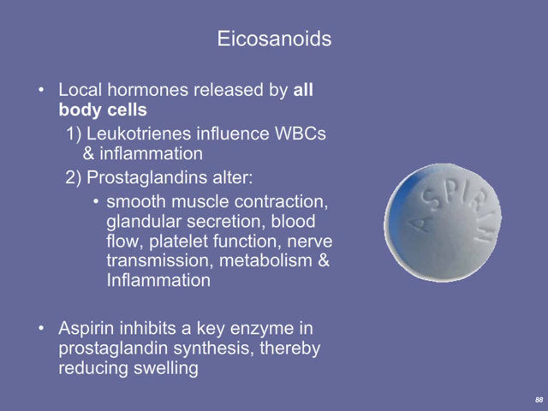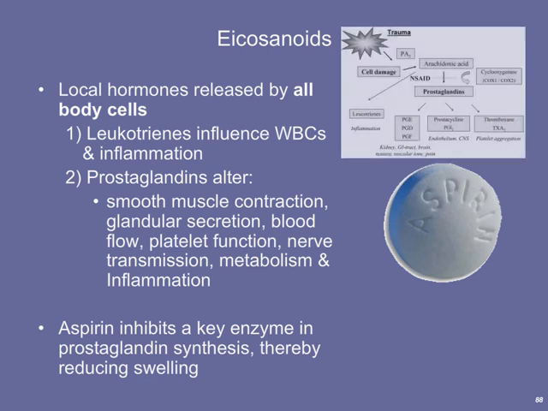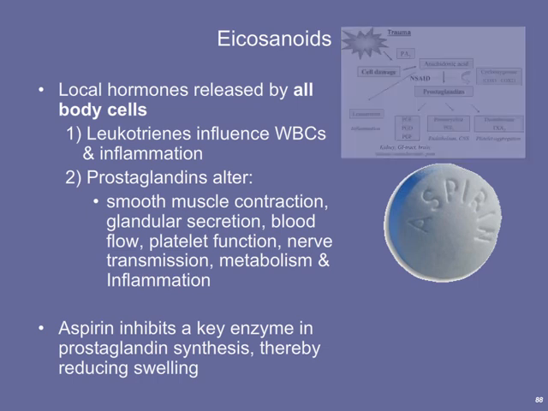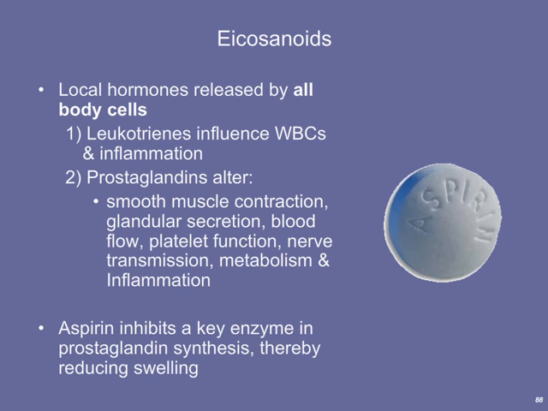So aspirin basically blocks an enzyme that helps to convert arachidonic acid into leukotrienes and also into prostaglandins, and thereby prevents their inflammatory effect. In addition, prostaglandins also have other functions. For example, they're important in smooth muscle contraction, glandular secretion, blood flow, and etc. So not all prostaglandins and leukotrienes are bad. Some of them definitely have some very important functions in the body.